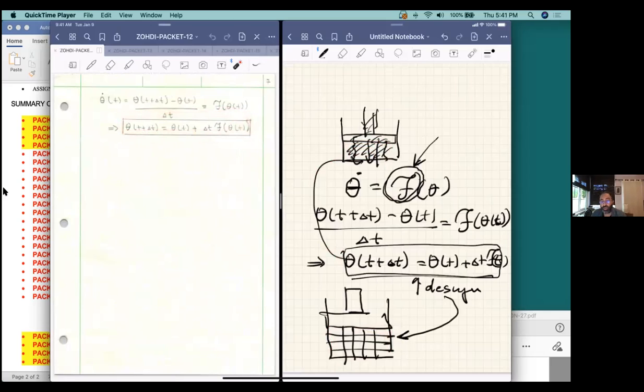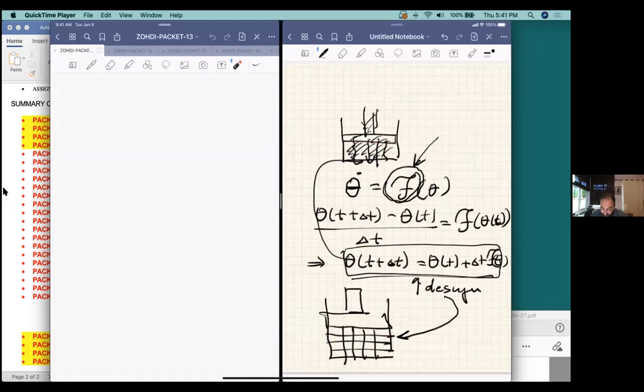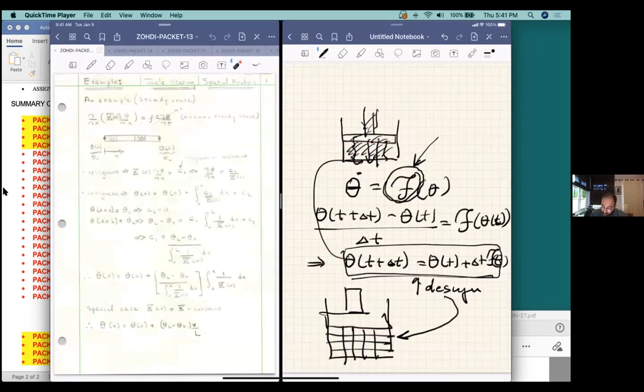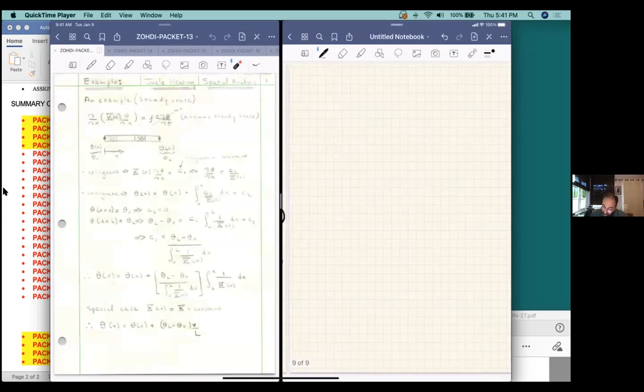And it really does deliver methods, or at least analyses, that are quite useful. Now, packet number 13 was just trying to give you a foray into how you solve spatial gradients types of problems.